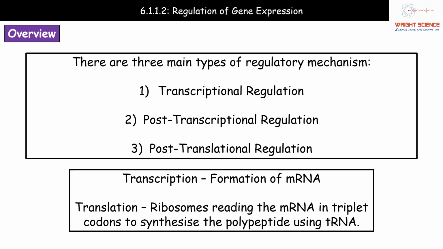In terms of regulatory mechanisms, there are three types: transcriptional regulation, post-transcriptional regulation, and post-translational regulation. Hopefully we are familiar with at least two of those words, transcription and translation. If we think back to the work you did in Module 2 on protein synthesis, transcription is the formation of the mRNA, messenger RNA strand, and translation is where that messenger RNA is read by the ribosomes in triplet codons, and therefore we're able to synthesize the polypeptide chain using transfer RNA to bring in the correct amino acids.